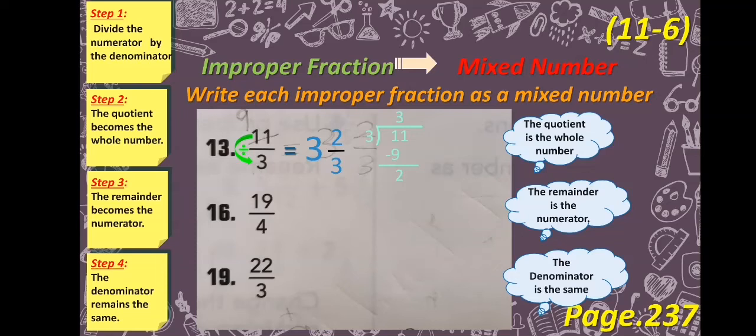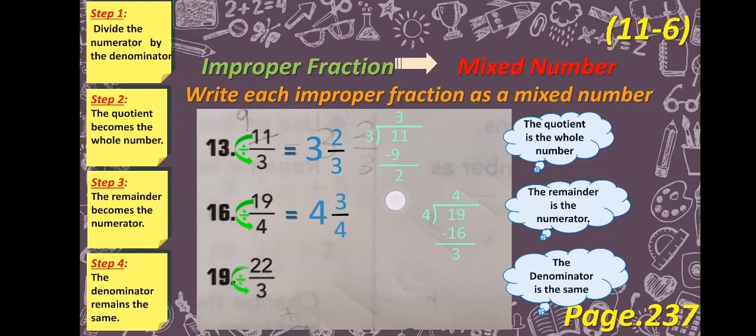Number 16, 19/4. Let's divide the numerator by the denominator. 19 divided by 4 equals 4. 4 times 4 equals 16. Let's subtract. 19 minus 16 equals 3. Okay, so the answer will be 4 and 3 over 4.